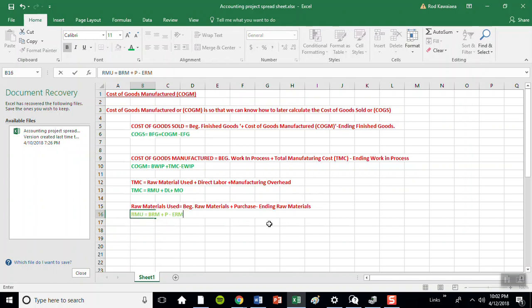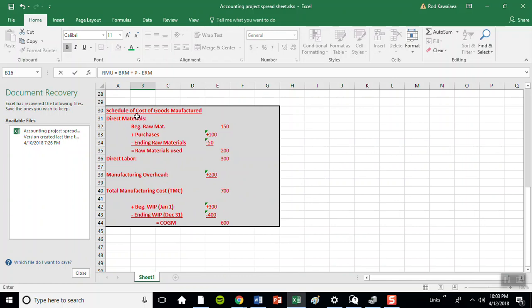So now that we have that formula, I know I just threw a lot of formulas at you really quickly and it can get really confusing, but there's a tool that makes it a lot simpler to understand. It's called the schedule of cost of goods manufactured. It breaks things down for you on how to calculate COGM to insert into the formula to find COGS.